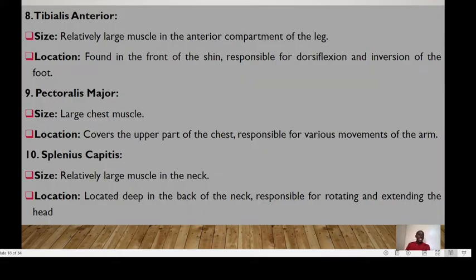We have the tibialis anterior. It's a relatively large muscle in the anterior compartment of the leg. It's found in the front of the shin and responsible for dorsiflexion and inversion of the foot. The pectoralis major, this is a large chest muscle and covers the upper part of the chest, responsible for the movements of the arm. We have the splenius capitis, a relatively large muscle in the neck, located deep in the back of the neck, responsible for rotating and extending the head.